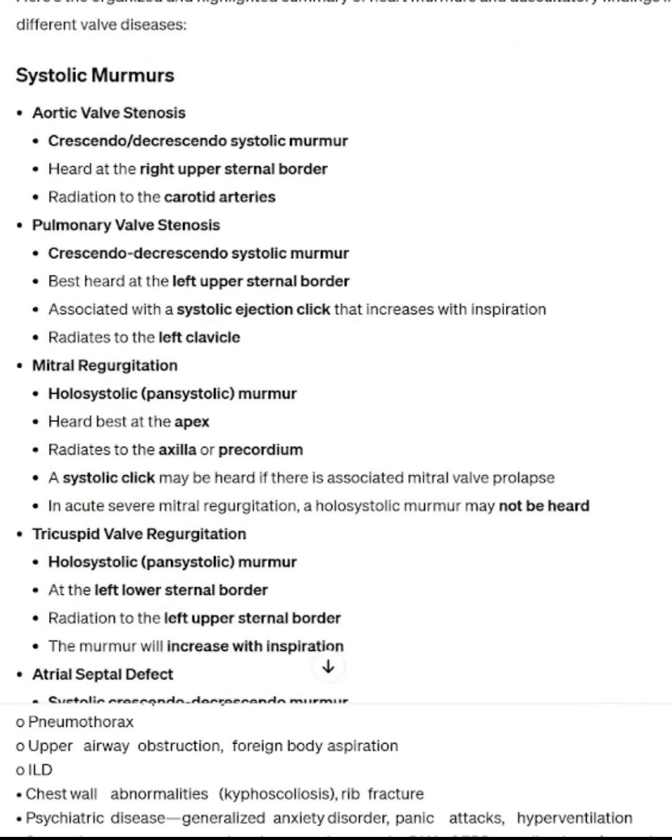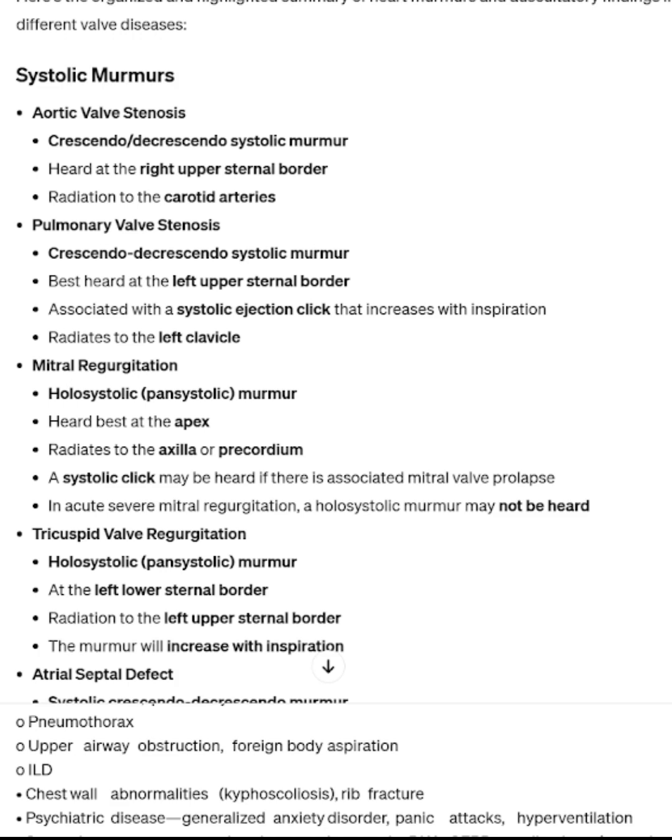Systolic murmurs. Aortic valve stenosis: crescendo-decrescendo systolic murmur, heard at the right upper sternal border, with radiation to the carotid arteries. Pulmonary valve stenosis: crescendo-decrescendo systolic murmur, best heard at the left upper sternal border, associated with a systolic ejection click that increases with inspiration, radiates to the left clavicle.